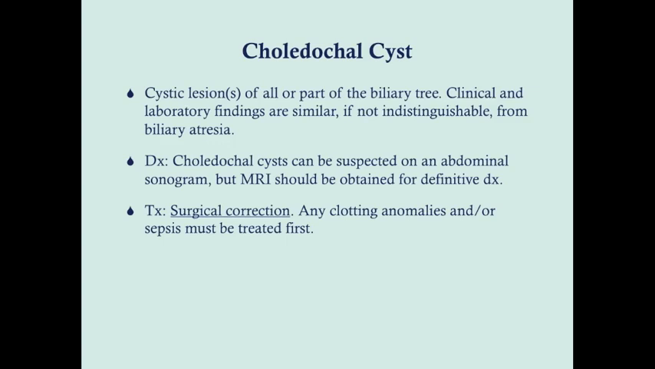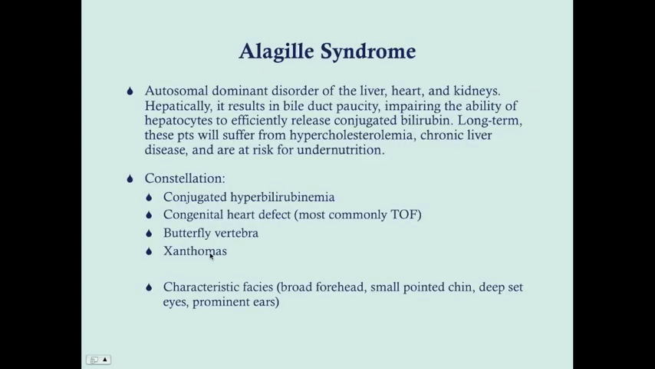So choledochal cysts can be suspected on the abdominal sonogram, but you really should get an MRI for definitive diagnosis. And then the treatment for choledochal cyst is surgical correction, but of course, because there tends to be liver issues, biliary issues, you want to correct any pre-existing problems that the patient presented with, such as clotting anomalies and or sepsis.